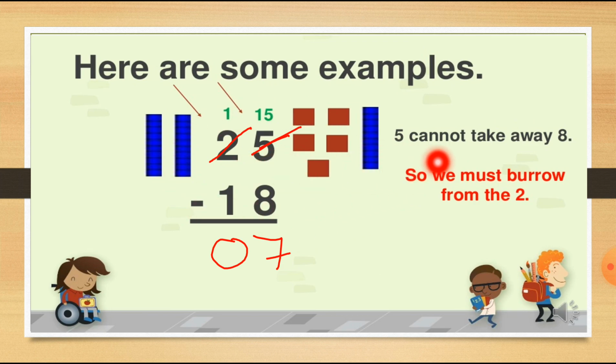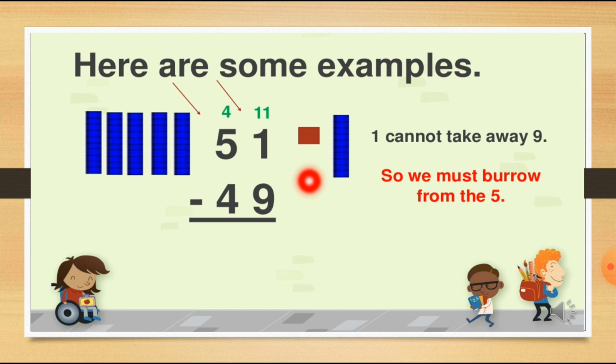You can see 5 cannot be taken away from the 8. So we must borrow from the 2. So how much do we borrow from the 2? We borrow 10 from the 2. So here 5 plus 10. Which number? 10 we are borrowing from this 2. So 5 plus 10 is equal to 15. You can see here, and we will cut one number from this 2, which is 2 minus 1 is equal to 1. So this way we have to solve the sums.